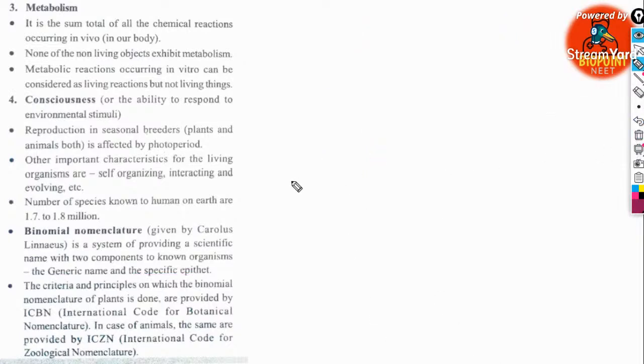Clear with the section of binomial nomenclature? Okay then, let's move on with this session. Binomial nomenclature, as you all know, was proposed by Carl Linnaeus, and the criteria and principles on which binomial nomenclature of plants is done are provided by two basic institutions, ICBN and IZEZN.